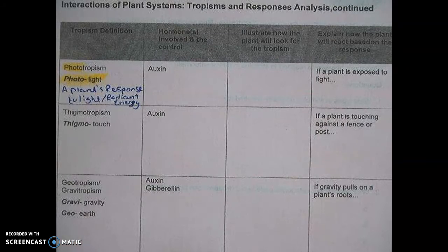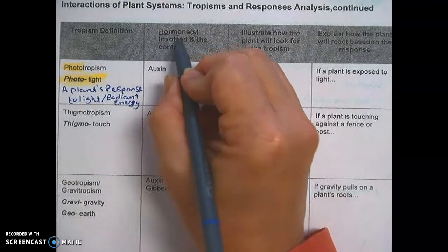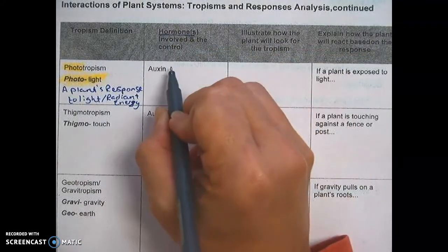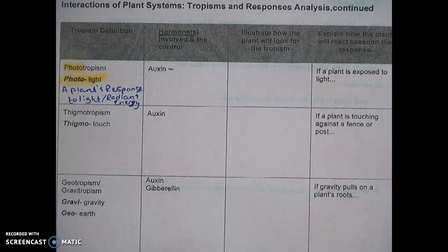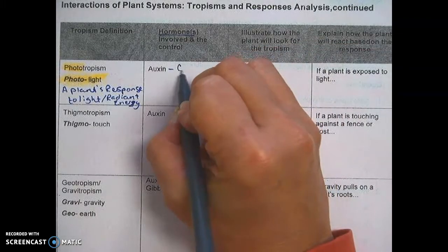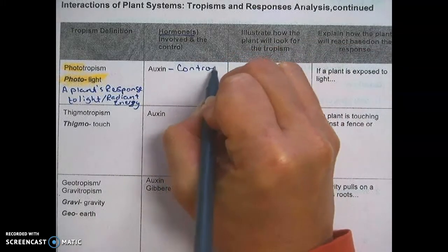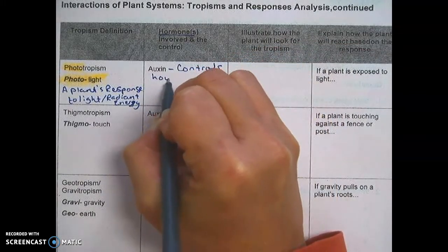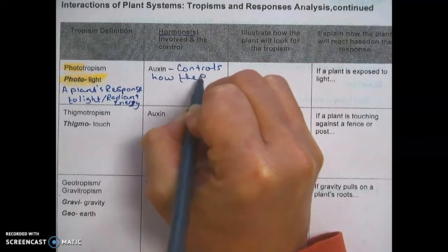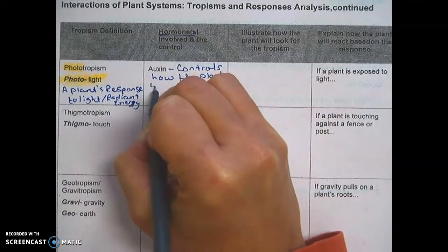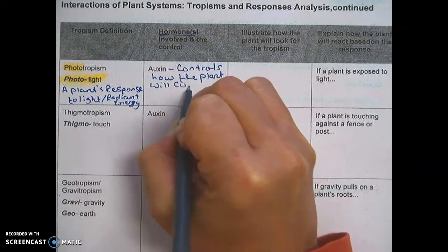Then what about auxin? Well, auxin is a hormone that controls the movement of a plant. And for phototropism, what happens is it controls how the plant will curve. So we'll say controls how the plant will curve.